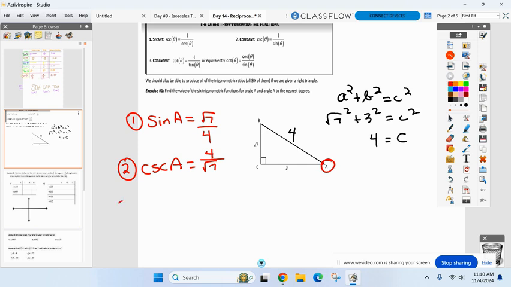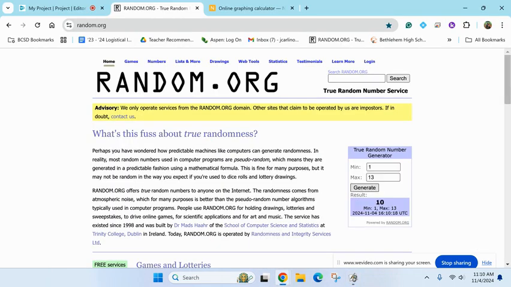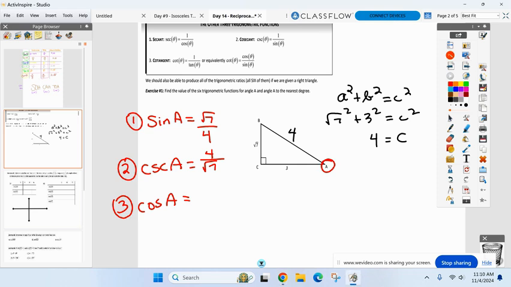All right, let's keep trucking. How about cosine? Cosine A now. What are you thinking about with cosine? What sides for cosine, Gianna? Adjacent, perfect, over 4.